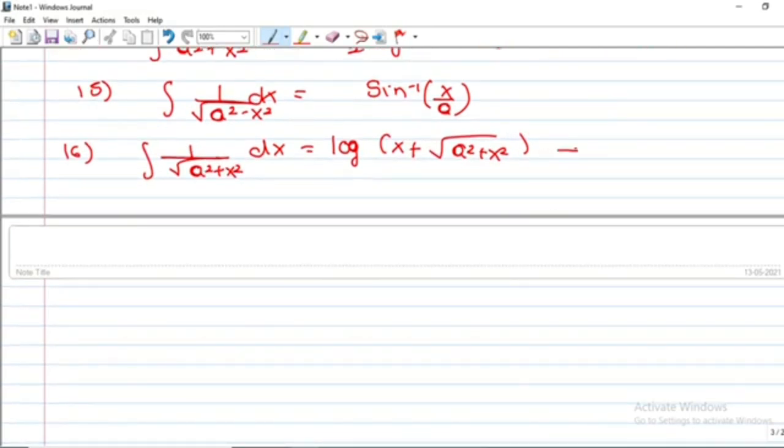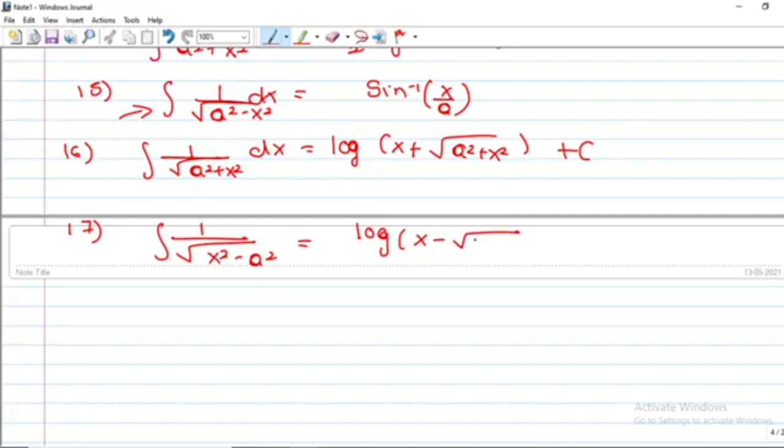Here all will have plus. I am not mentioning it, but that doesn't mean they will not be present. After this we will see one more formula which is just the opposite of this one, which is 1 upon under root x square minus a square. So these are a combination of 1 upon under root type formulas. It will be nothing but log x plus under root x square minus a square.